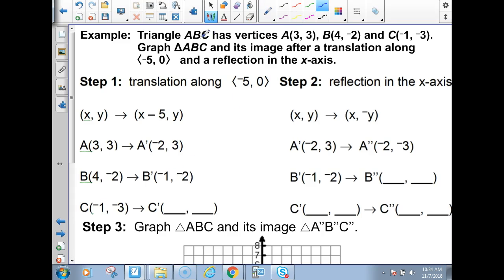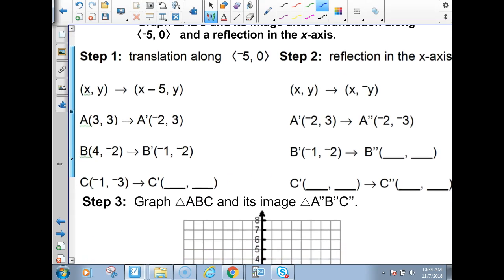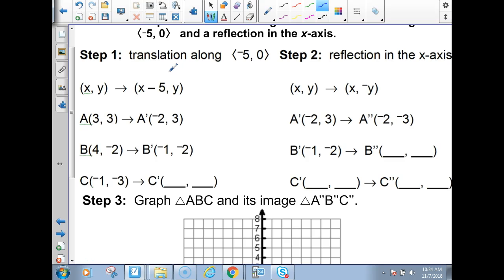Okay. We've got a triangle ABC with vertices (3, 3), (4, -2), and (-1, -3). We're going to plot that on the graph. I've got to slide this down. And then we're going to do 2 steps. We're going to translate along the vector (-5, 0), which means left 5, and then nothing else. You don't do anything for the up or down. And then the second is a reflection in the x-axis. And what that does, this is the rule, it changes the sign of the y values.